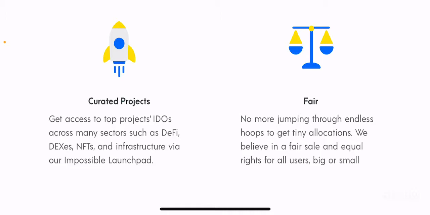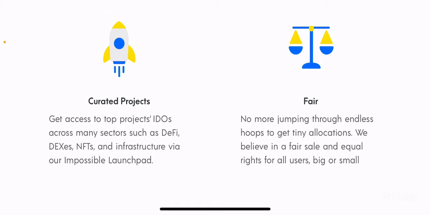So instead of making it complicated and giving a lot of hoops to the retail investors, they're making it a fair system. And the problem with DAO Maker is that even if you go through all those hoops, you'll only get an allocation of a maximum of $500 or $1,000 per project, right?